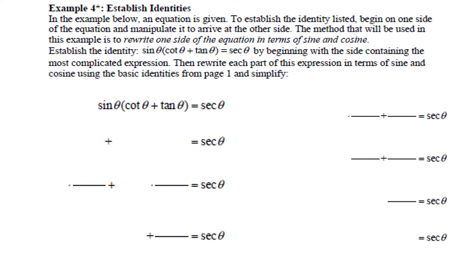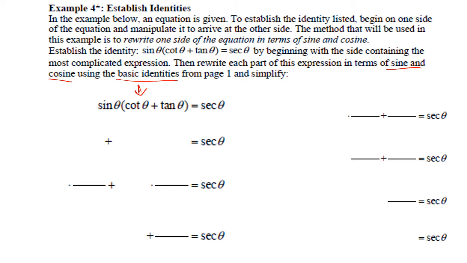So what you want to do is begin on the side that is the most complicated, okay? And you want to put everything in terms of sine and cosine when possible, and just use our basic identities that we wrote down to simplify. So we're going to start on this side, starting here, and this is our goal. Notice how it says secant theta, secant theta, secant theta. And we want to prove, and our final answer should be secant theta, okay?